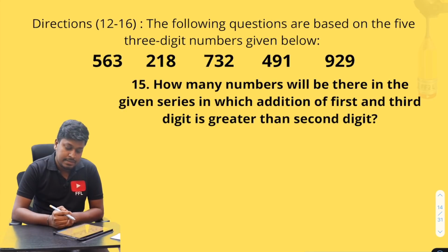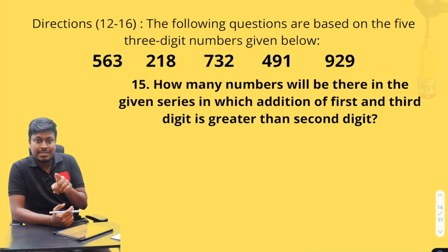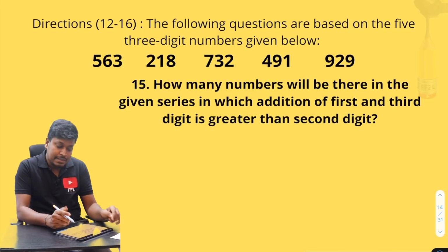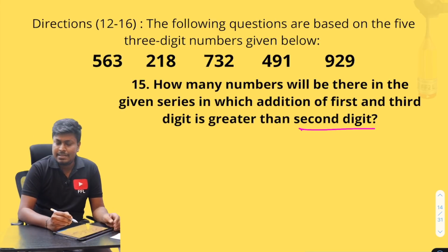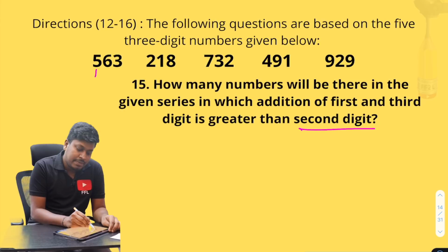So next, how many numbers will be there in the given series in which the addition of the first and the third digit is greater than the second digit? See, we need to add the first digit and the third digit, and check that it should be greater than the second digit. So if you add 5 and 3, which is 8, 8 is greater than the second digit, that is 6. So we can consider this as one set.